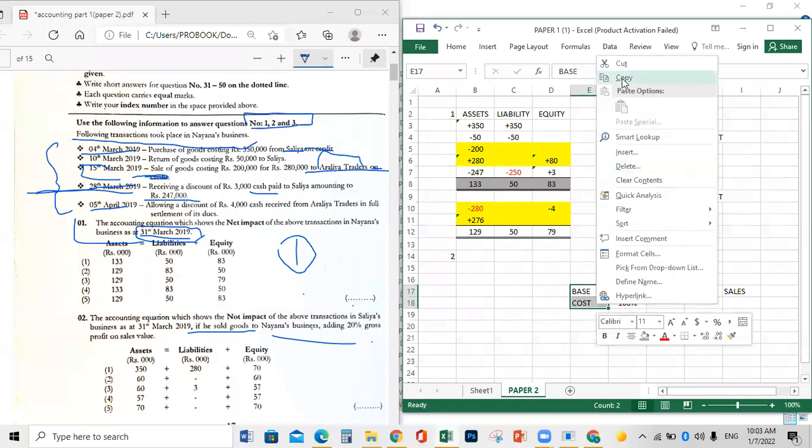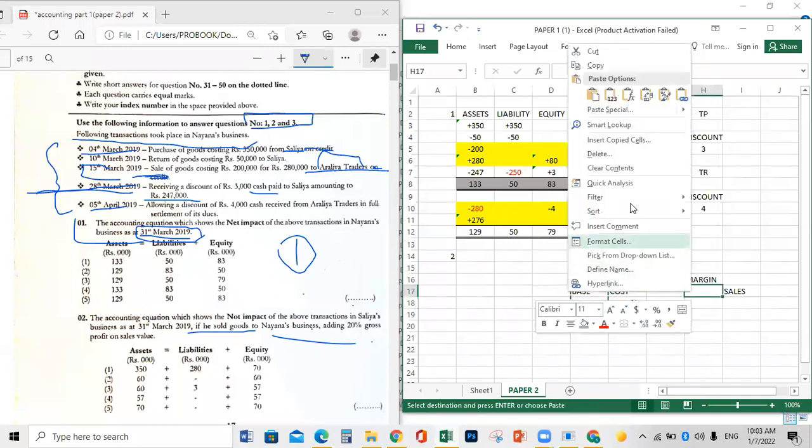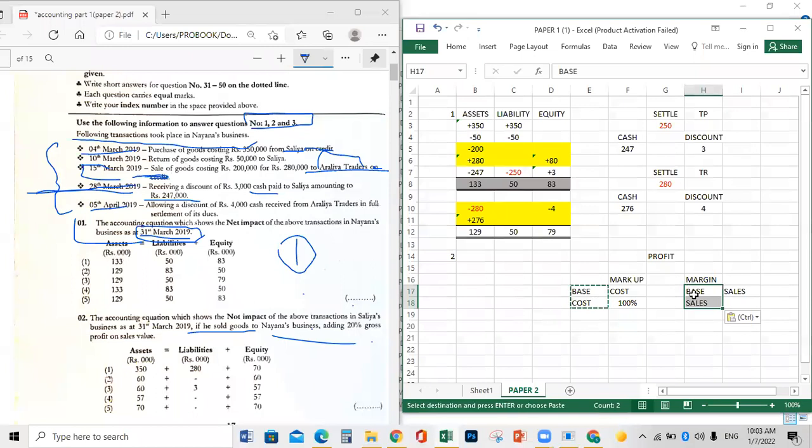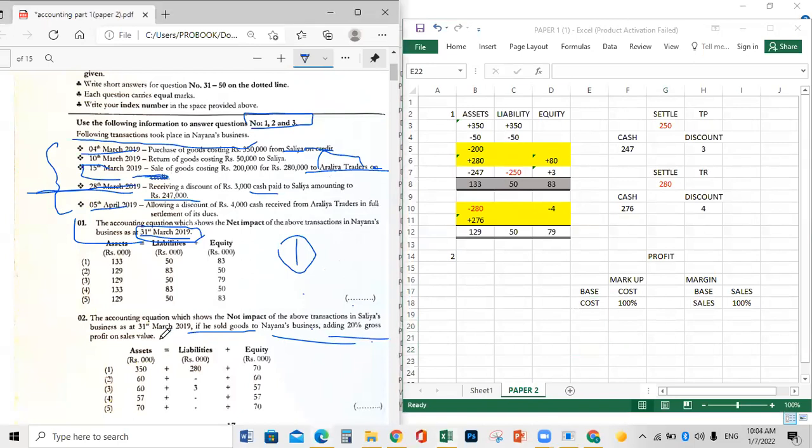So when it comes to markup, your base is cost, so your cost will be 100%. When it comes to margin, your base is sales, so your sales will be 100%. Know this, guys. So now in this question, they are specifically telling you they are adding gross profit on sales value. Markup or margin?